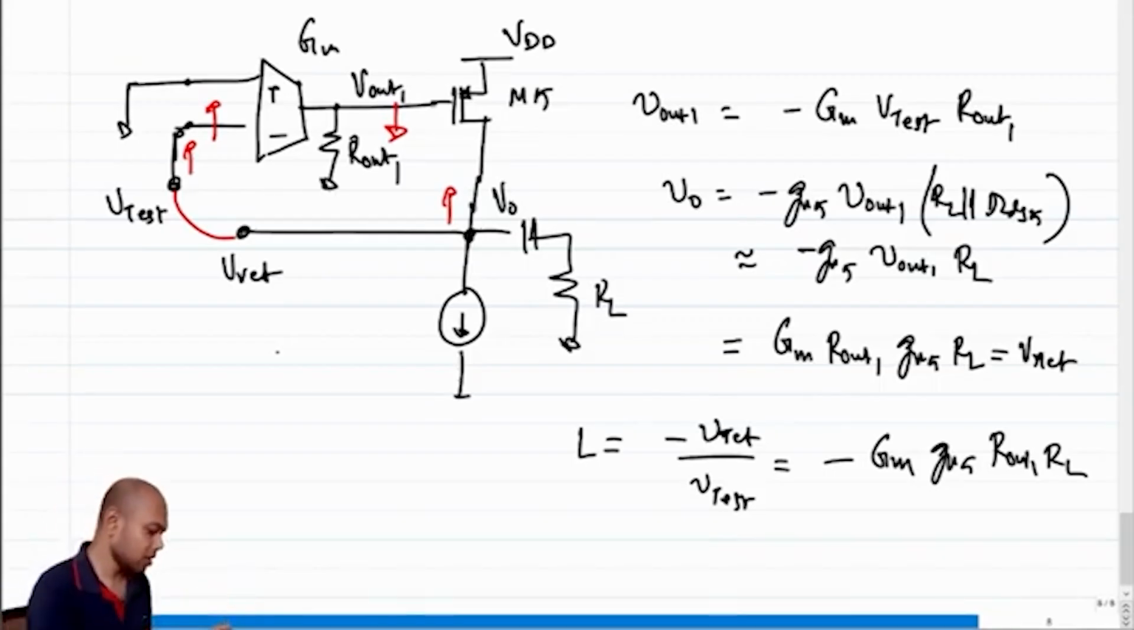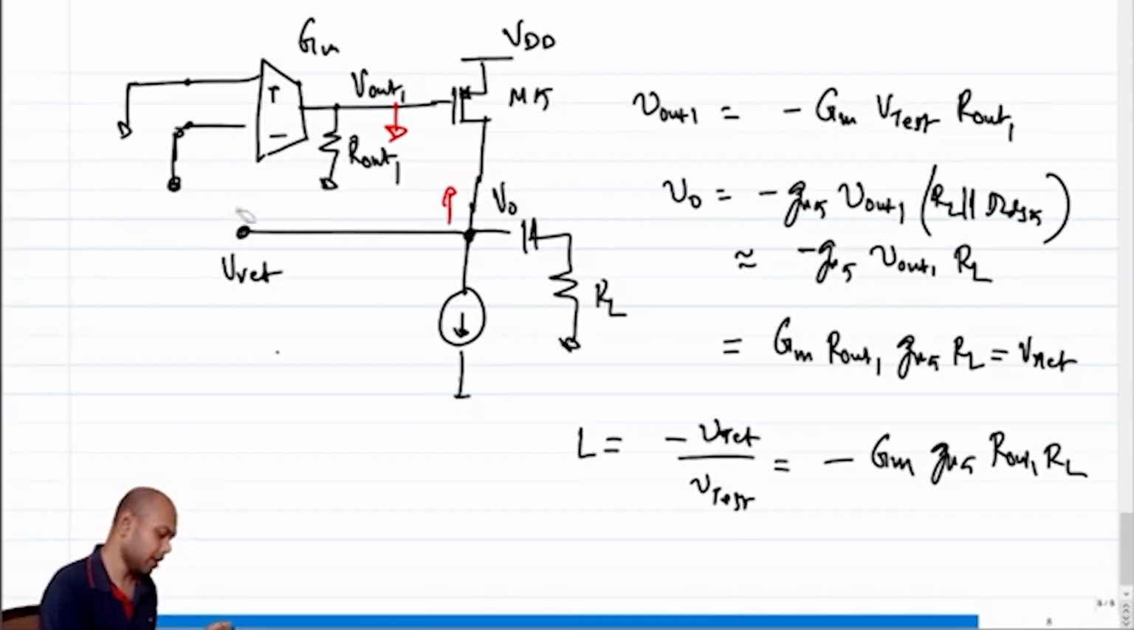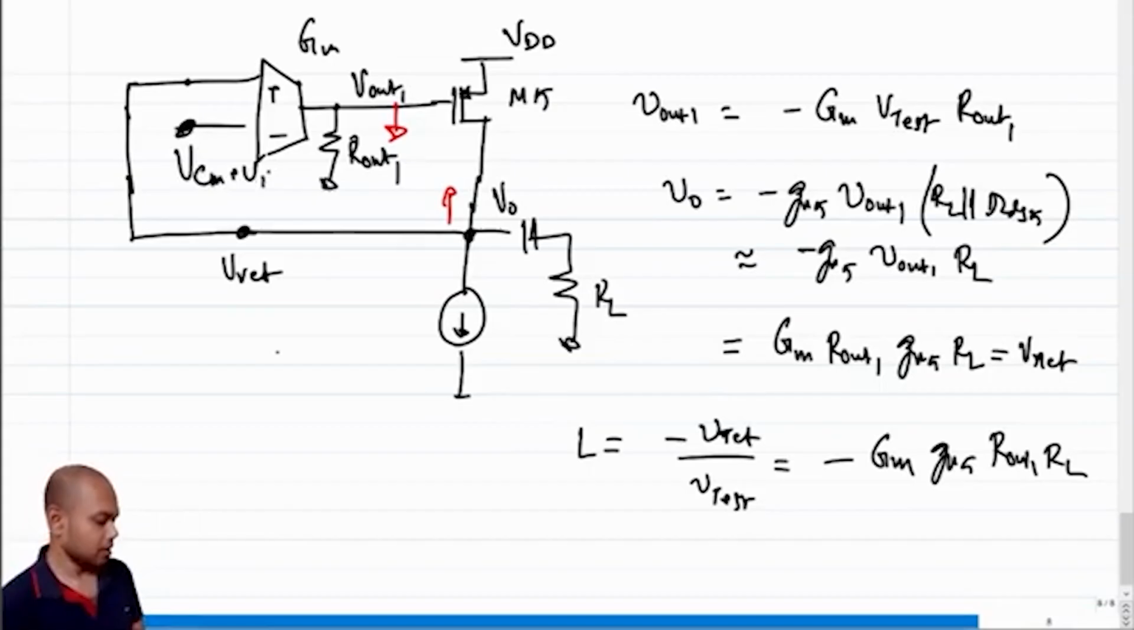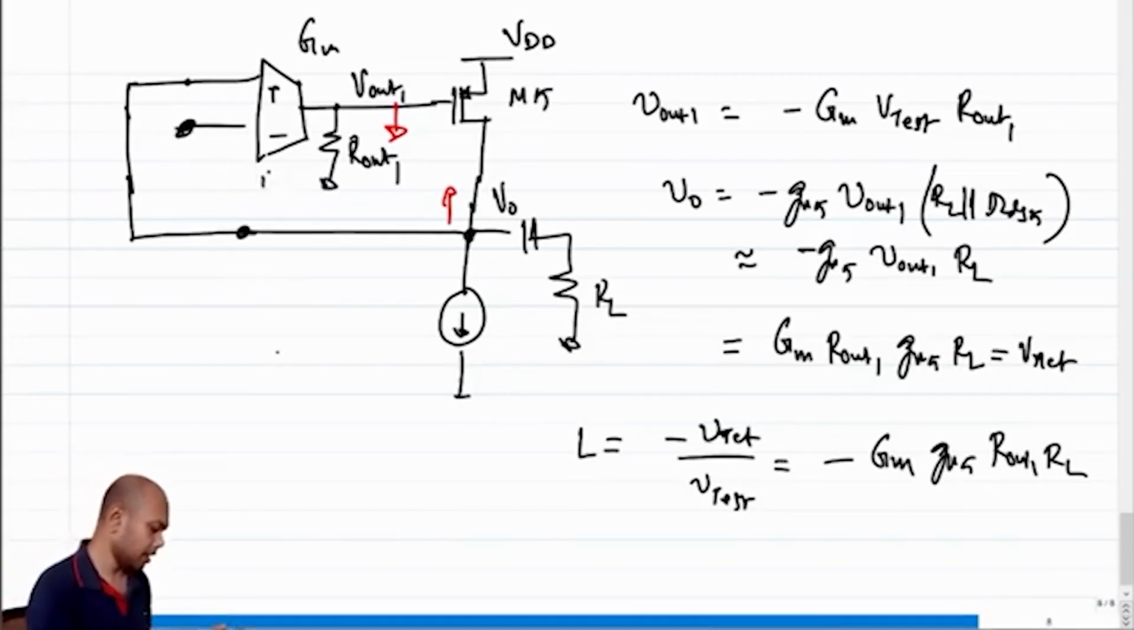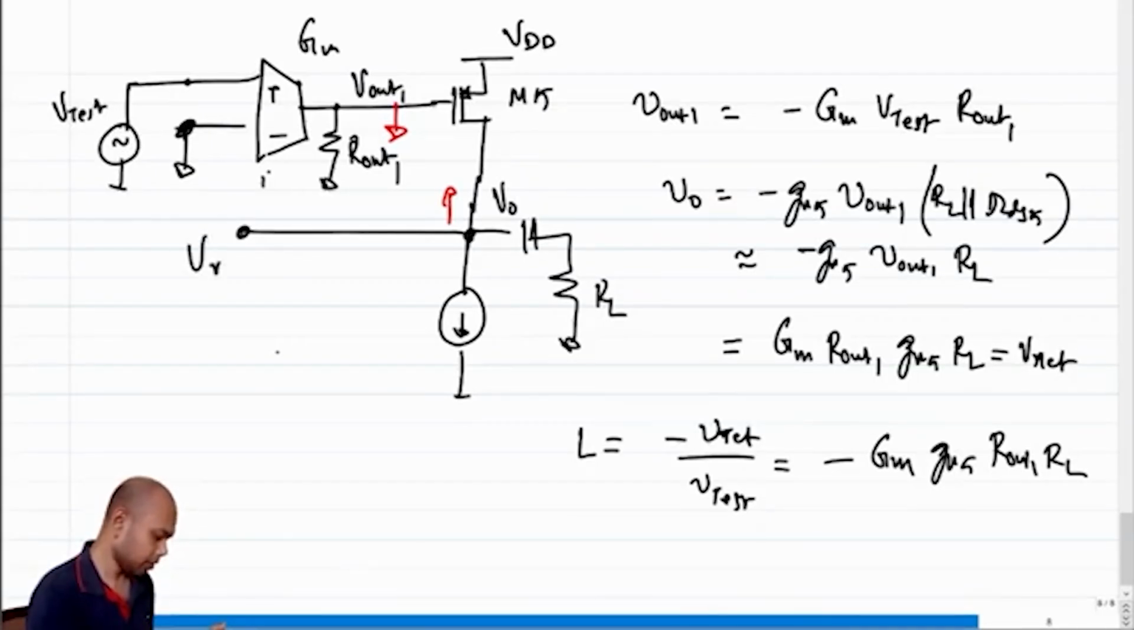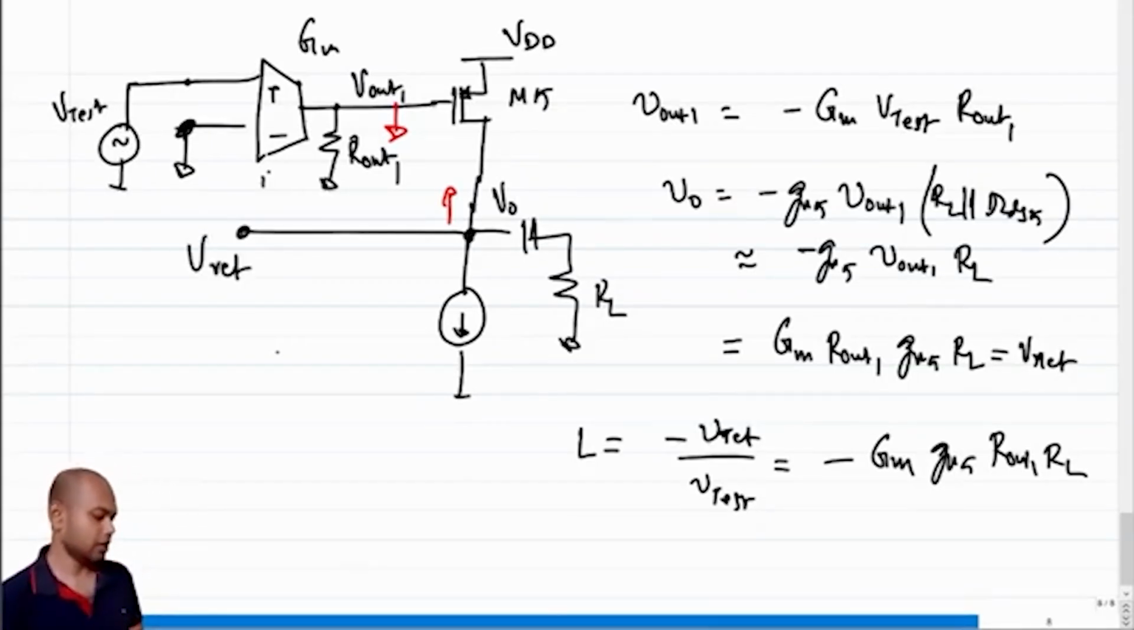So what is the solution? We cannot connect the feedback at the negative terminal. We have to connect the feedback at the positive terminal, correct? And here we'll have this VCM plus VI or whatever. Then if we have to do a loop gain analysis, we short this and we apply a test voltage here, and we observe the return voltage here.